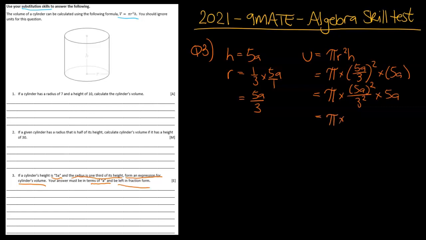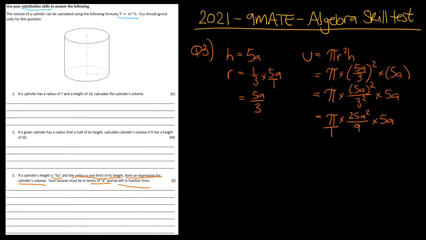We've got pi times, we're now going to expand the top bracket. 5a squared will be 5 squared and a squared. 5 squared is 25 and a squared stays as a squared. That's going to be over 3 squared, which I'm changing into 9. And that's going to be times 5a. Now this looks a bit messy, like, how am I going to simplify this? But the big giveaway is the fraction answer, and we've been asked to leave our answer in a fraction form.